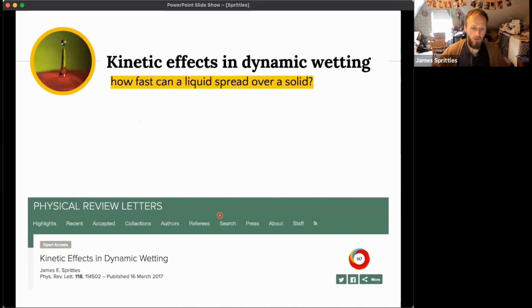Okay, so going back in time, the first work we did in this area was to look at kinetic effects in dynamic wetting. And the question you want to answer there is how fast liquids can spread over a solid.